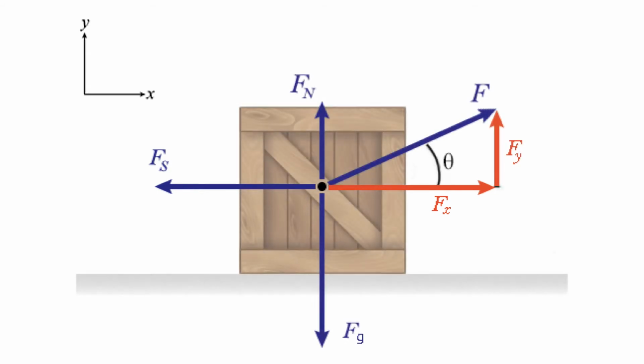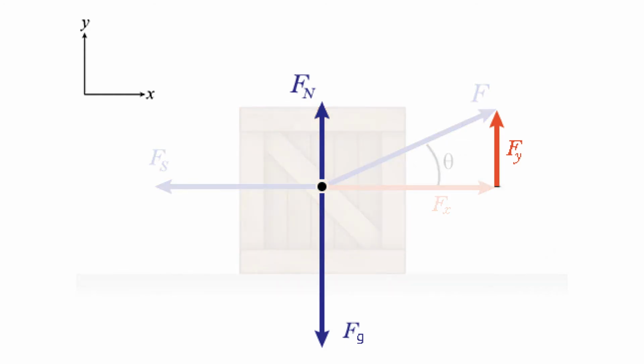The block is also not moving in the y direction. There are three forces to consider here: the normal force, Fn, the force due to gravity, Fg, and the y component of the applied force F. The forces acting in the upward direction, the positive y, need to be balanced by the forces acting downward. So in this case, the force due to gravity needs to be balanced by both Fn and Fy. Adding Fy and Fn together in the positive y direction results in a force vector approximately the same length as Fg in the negative.